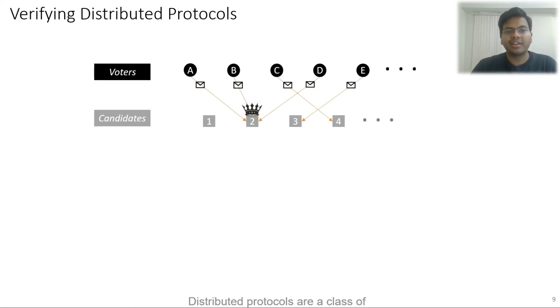Distributed protocols are a class of parameterized systems where a bunch of components exchange messages to perform some kind of activity. For example, a bunch of voters may vote for different candidates, and if a candidate gets enough votes, it is elected as the leader.